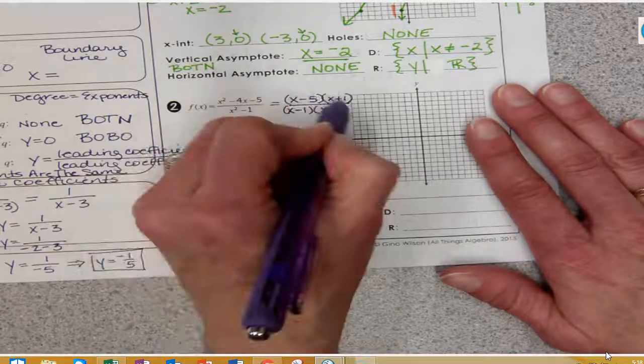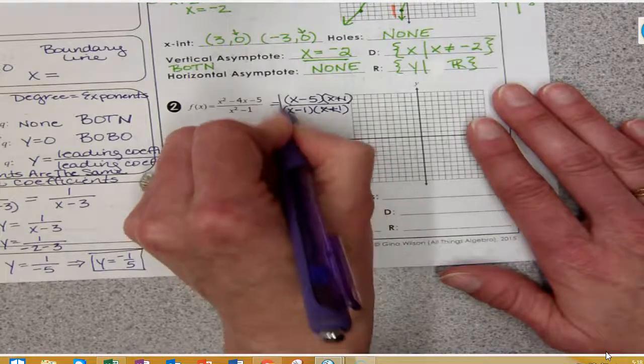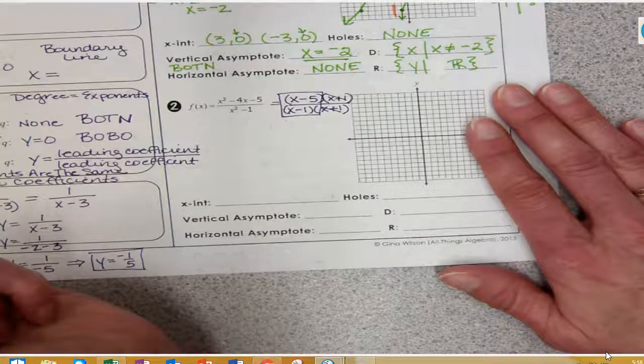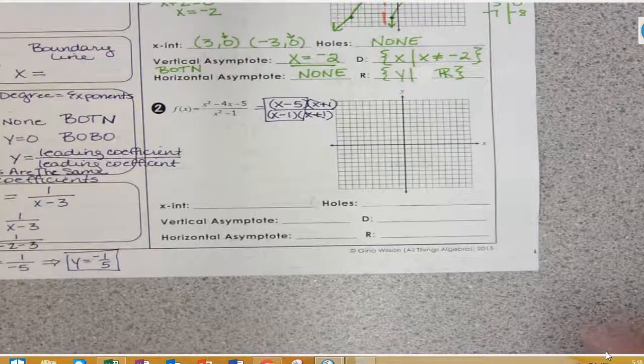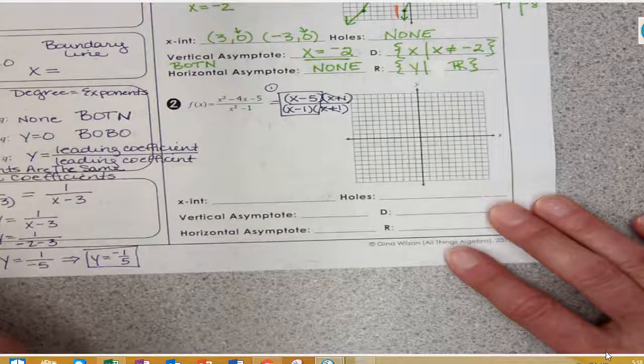And lo and behold, I can cancel these out. So my new simplified equation is x minus 5 over x plus 1. I think we've already done this, but let's keep going. So, number 1, step 1, I've factored and simplified.